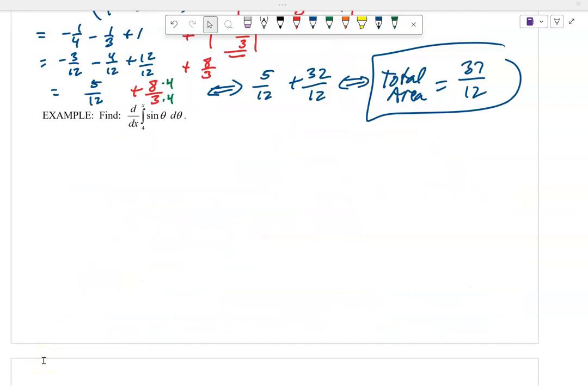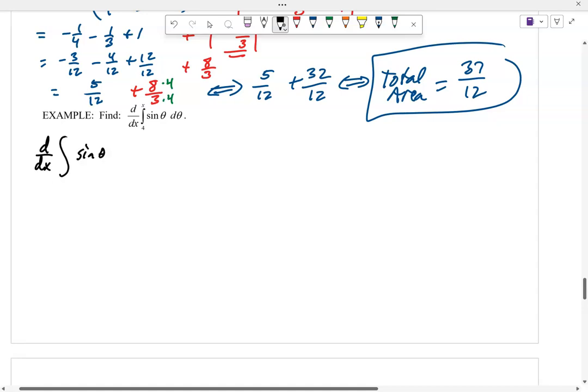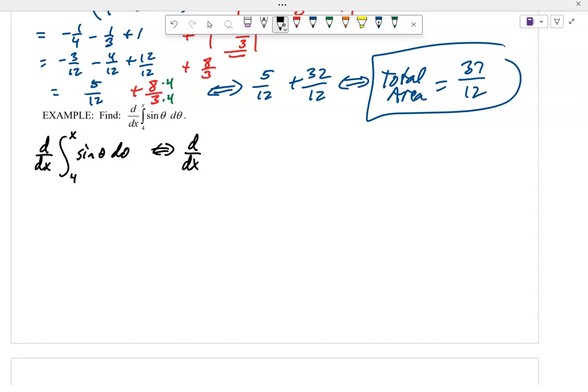This problem here is a good problem I like to use to introduce the second fundamental theorem of calculus, which is also, some textbooks will refer to that as the fundamental theorem of calculus part 1. Just depends on your textbook. But let's go ahead and look at this for a second. See how I have the derivative of this integral, sine theta d theta from 4 to x, right? So I have the derivative. Let's go ahead and run the integral here.